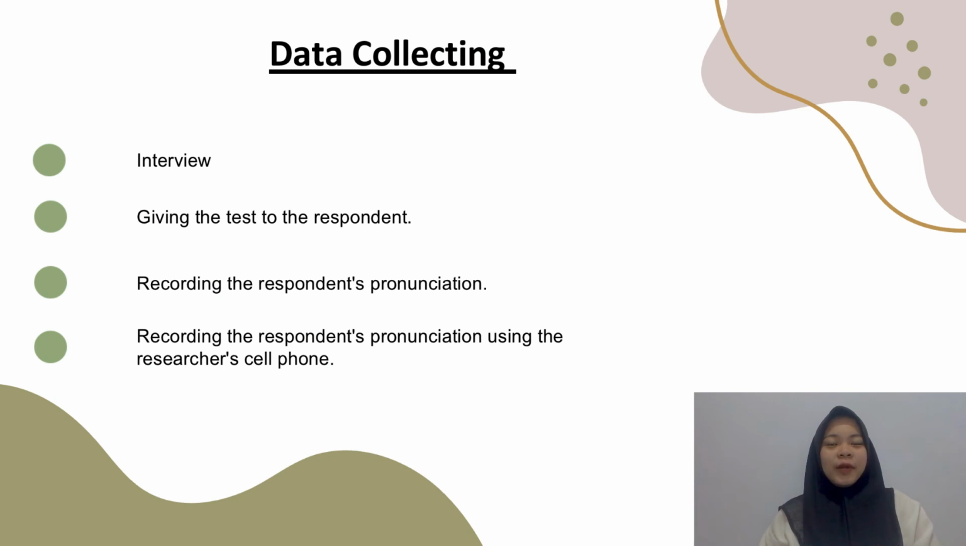Data collecting. First, interview. Second, giving the test to the respondent. Respondents were asked to read several words consisting of the 3 closing diphthongs, which were to be analyzed by the author. Third, the writer records the respondent's pronunciation. Fourth, recording the respondent's pronunciation using the researcher's cell phone.